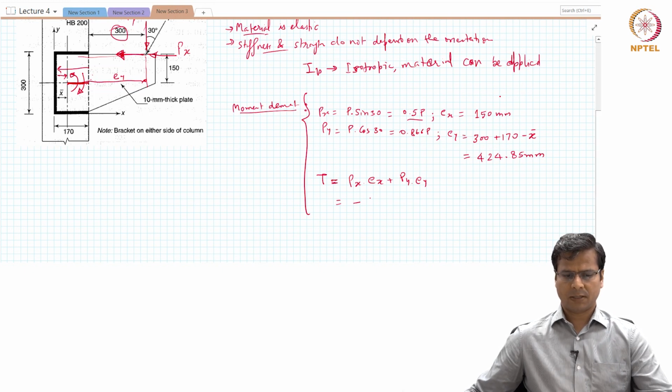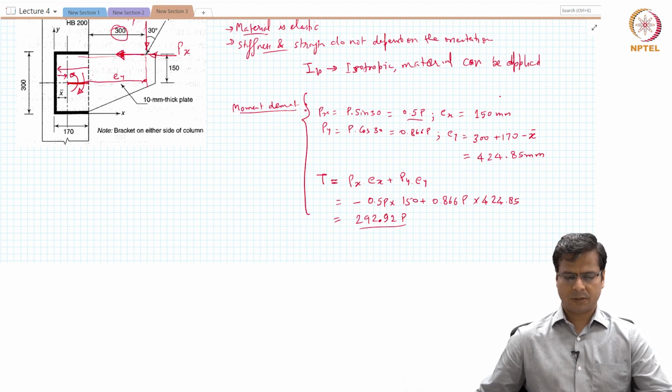Let's calculate T in the clockwise direction. Therefore, we will put minus 0.5P multiplied by 150 plus 0.866P multiplied by 424.85, which will be equal to 292.92 P. These many, if P is in newtons, these many newton millimeters. So that is the twisting moment demand.